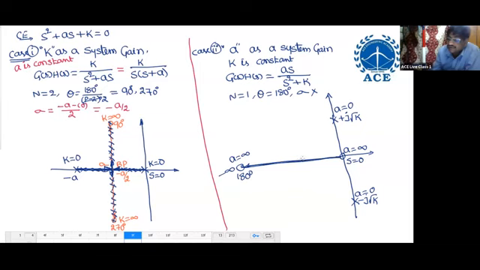Now you find the breakpoint. How to find the breakpoint? Here dA by ds equal to 0. That means d by ds of s by s square plus k, you have to consider, and make it equal to 0. S square plus k equal to 0. You will get plus or minus root k, and minus root k is the valid breakpoint.